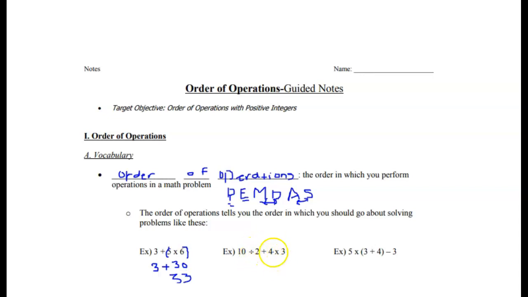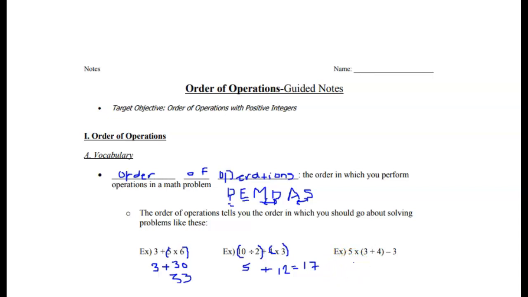Over here, for order of operations, I'm looking at PEMDAS. It tells me to do my multiplication and division first. So I'm going to do the division here, 10 divided by 2, which is 5. And then I'm doing the multiplication here, 4 times 3, which is 12. And then I'm going to add those two together. So I should have 17. If we do it in the order, we get the same answer.